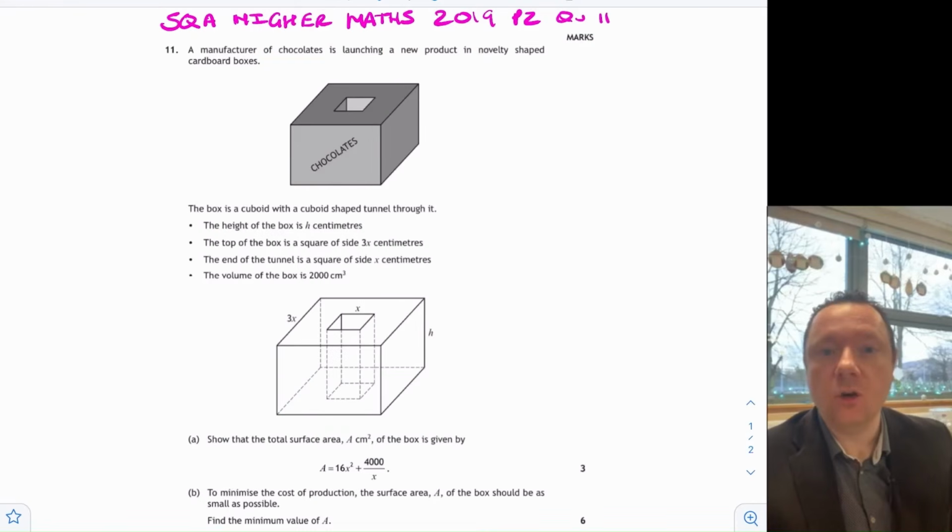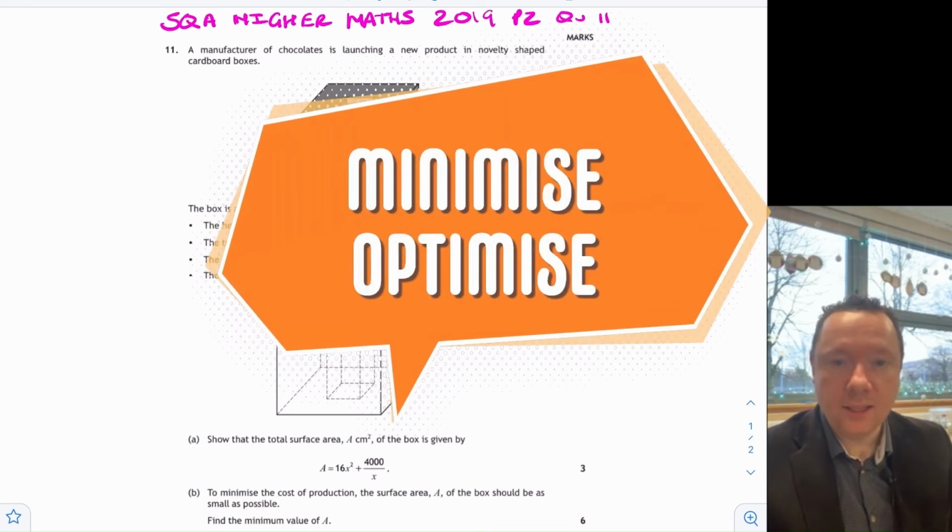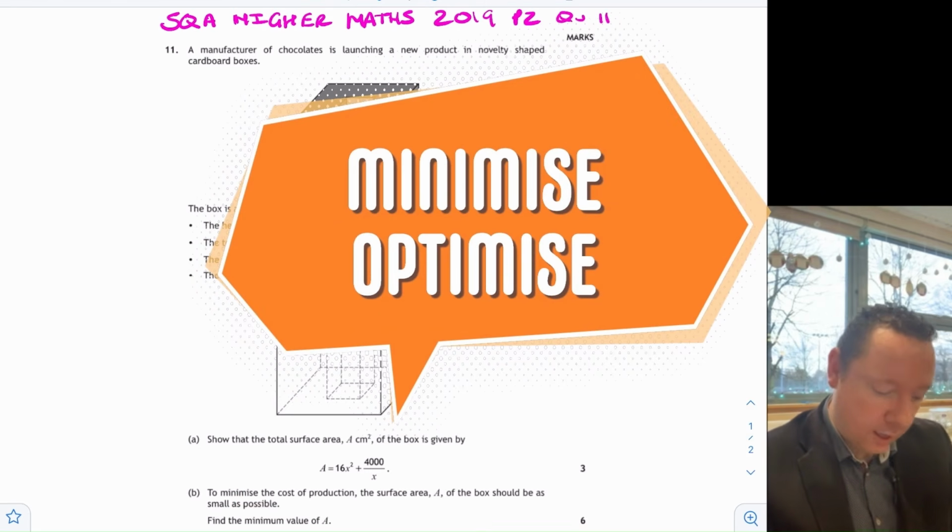Question carefully, it's really just an optimization question. Have a look, see if you can have a go at it, and then come back when you're done. Minimize the cost of production. Minimize, optimization. That's your key power word for higher maths there. Let's try part A in any case.